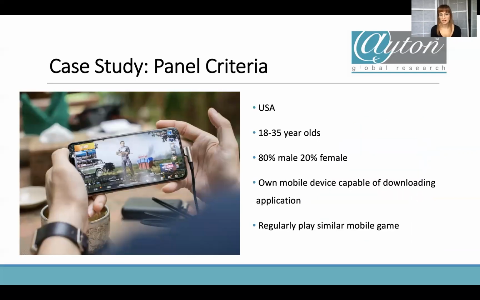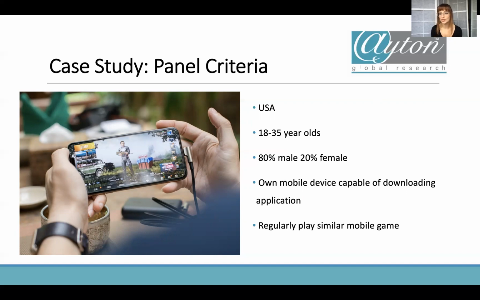So what was the panel criteria? It was a US study, because that was where they were looking at launching the app initially. It was for 18 to 35-year-olds. There was a weighted 80% male, 20% female, again based on their consumers, who they knew were going to play the game. They knew it was going to be a majority male.